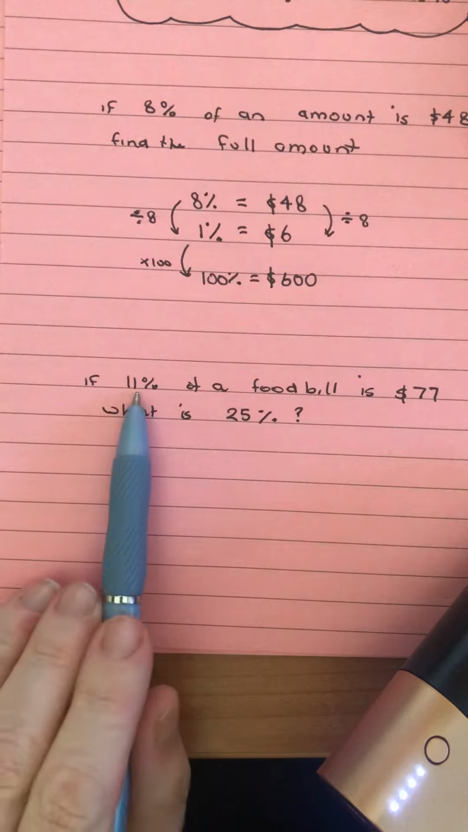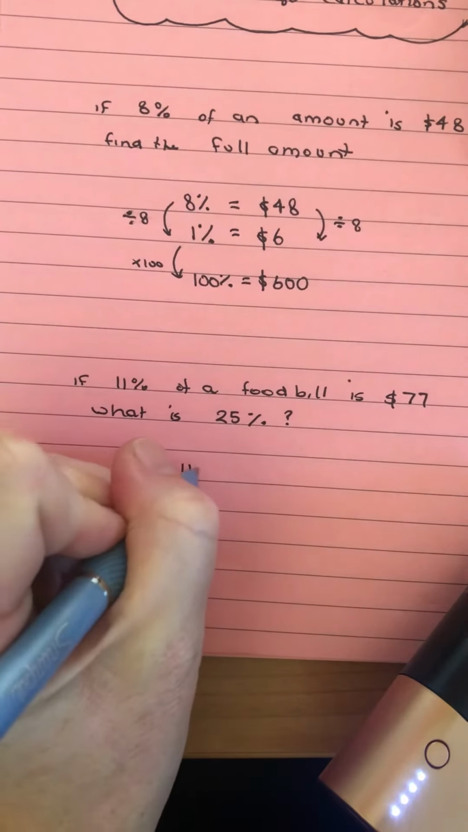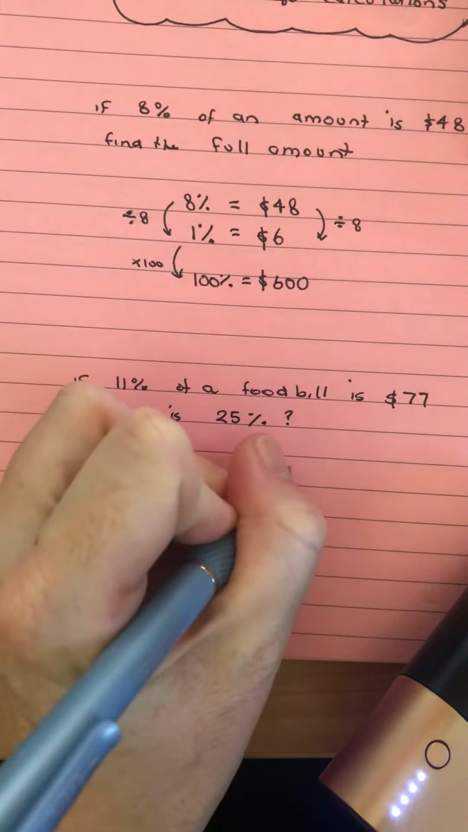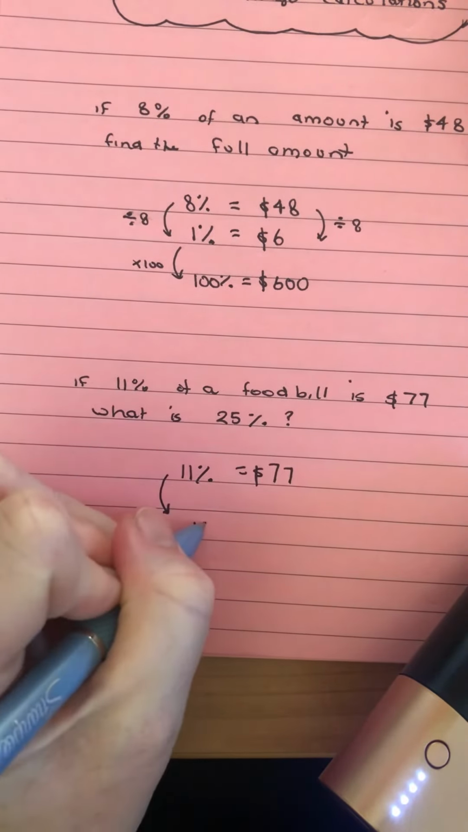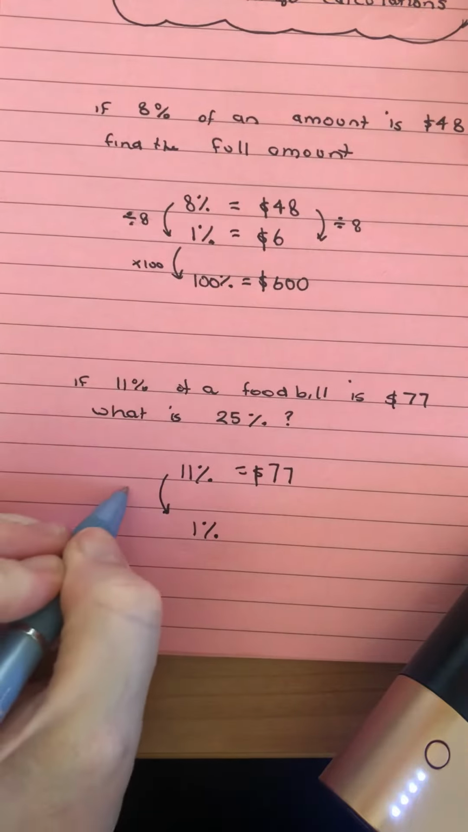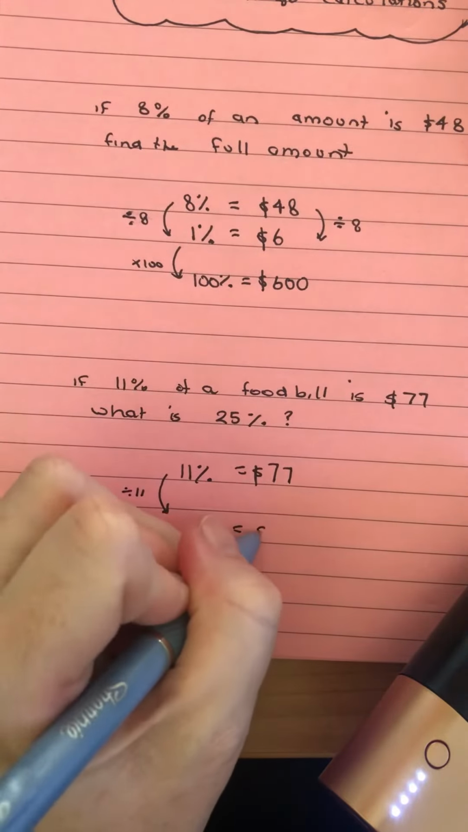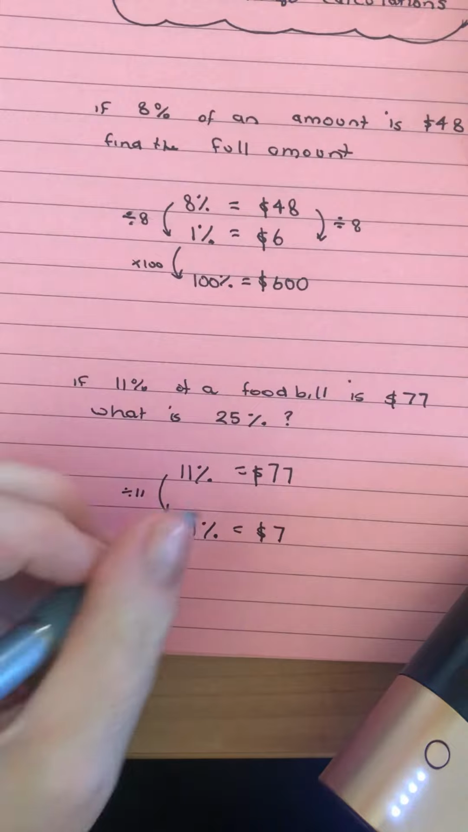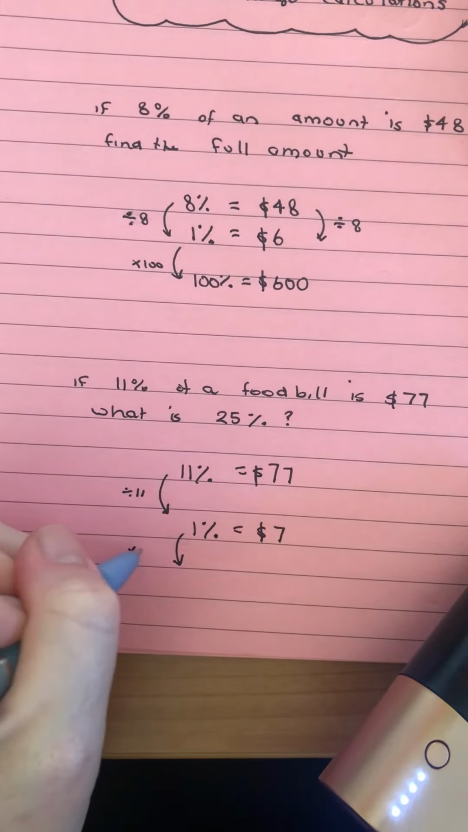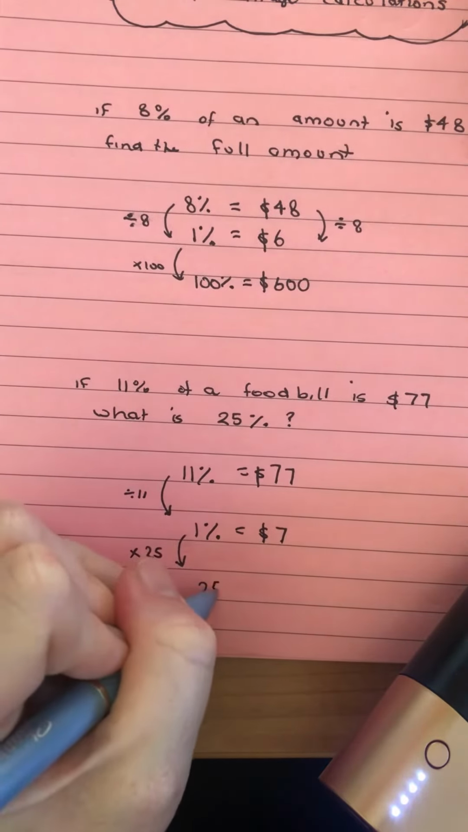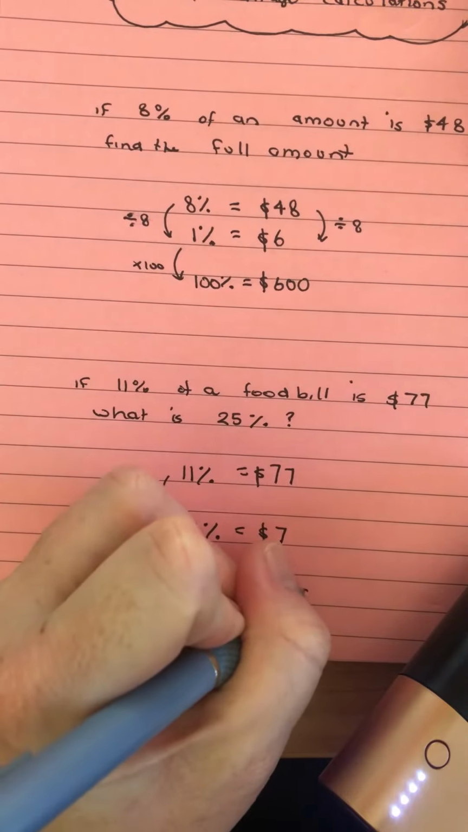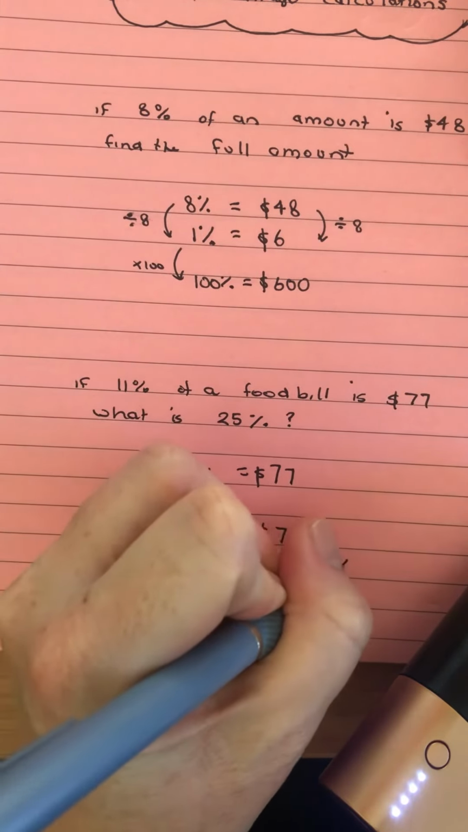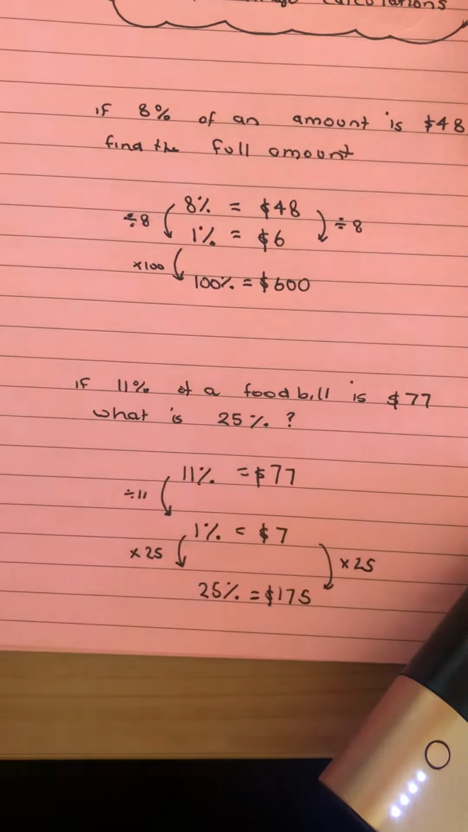In this next one, we've got if 11% of a food bill is $77, find out what 25% is. So we're going to do the same thing and find out what 1% is. So we've divided by 11. So that means we'll get $7 for 1%. And then we want 25%. So that means we're going to times by 25. And so we'll get our 7 and we'll times that by 25 and we get $175 there as our answer.